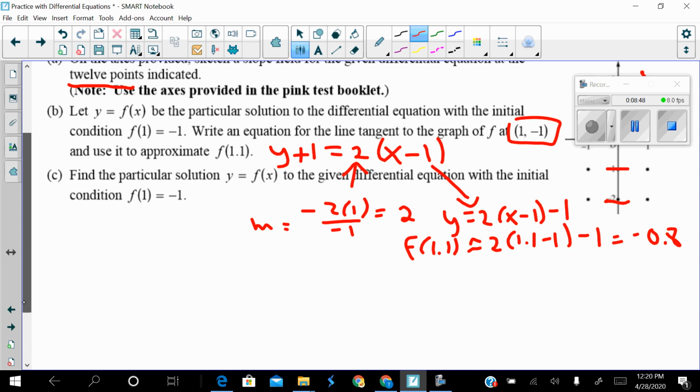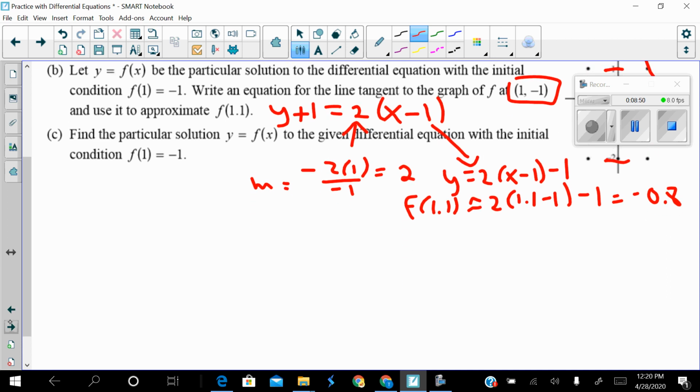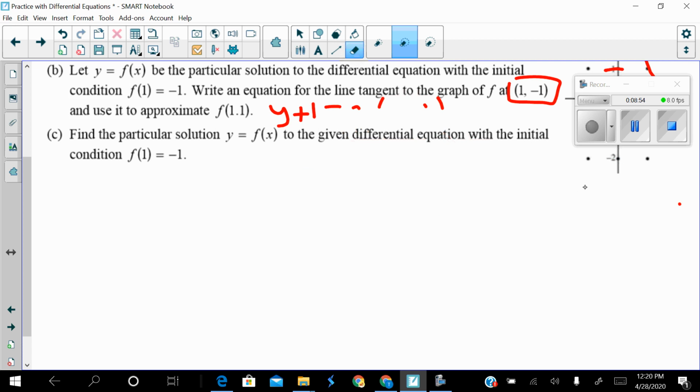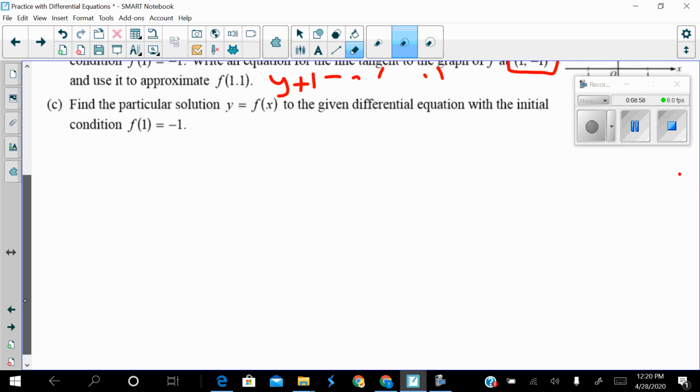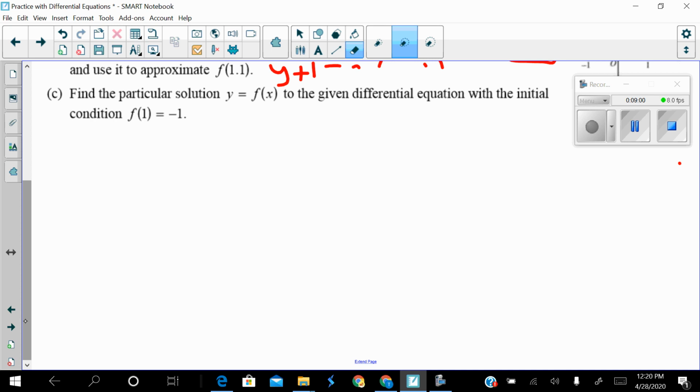Okay, part C. Let's erase some of this. When they ask you to actually find the particular solution, that's where most of the points tend to be in a problem like this. Okay, find the particular solution to the given differential equation with the initial condition f of 1 equals negative 1.